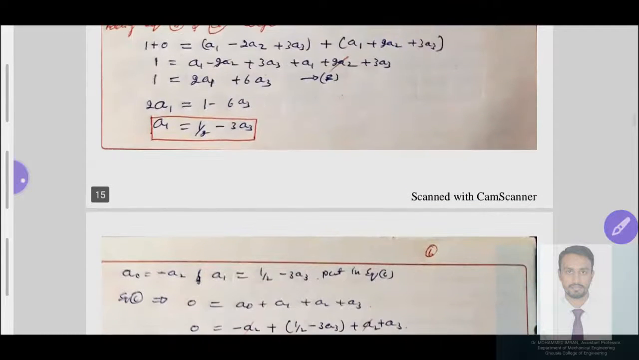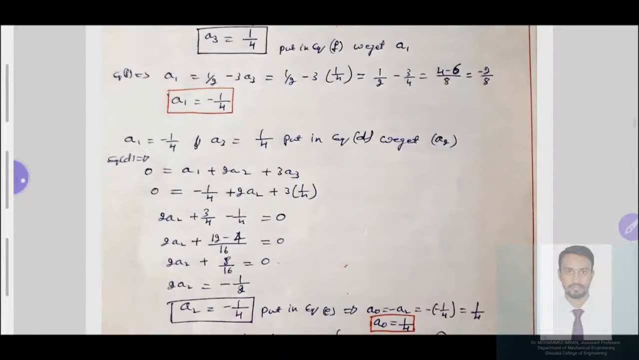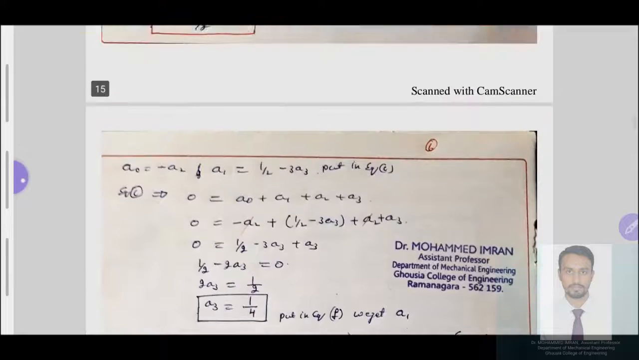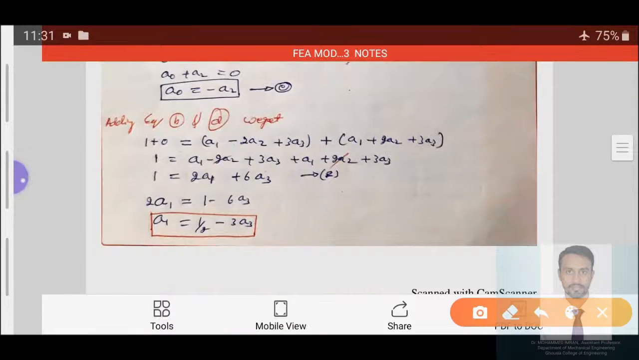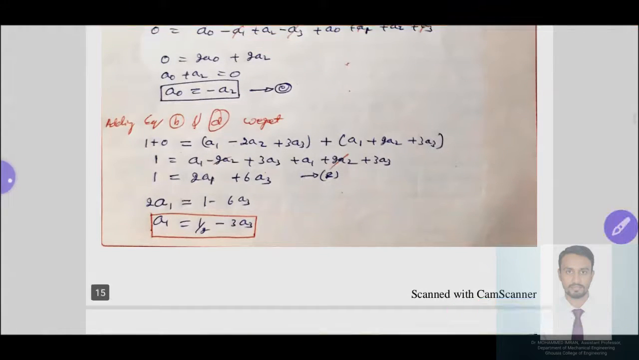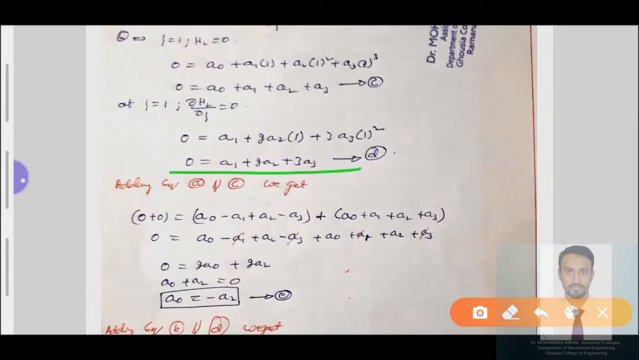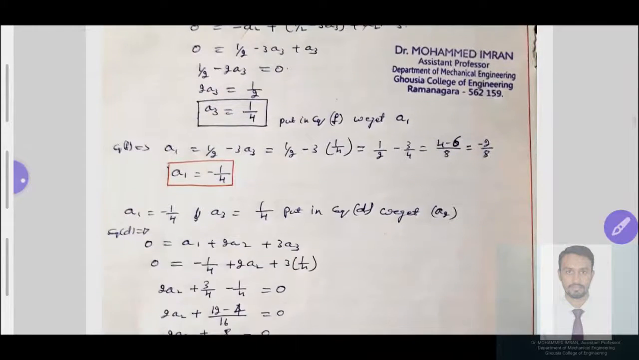Now two values we got. For the three unknown characteristics, we need to choose an equation. As usual, we have chosen equation number D. What is that equation number D we have here? In equation number D, how many unknowns are there? a1, a2 and a3 are unknown. We have a1 and we have a3. The only unknown is a2. Substitute those values, we will get a2. Then, for the four unknown characteristics, we will get all the characteristics, right?